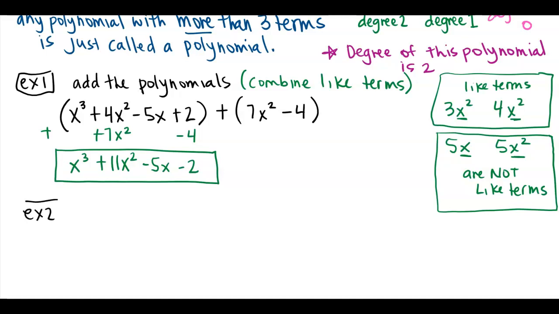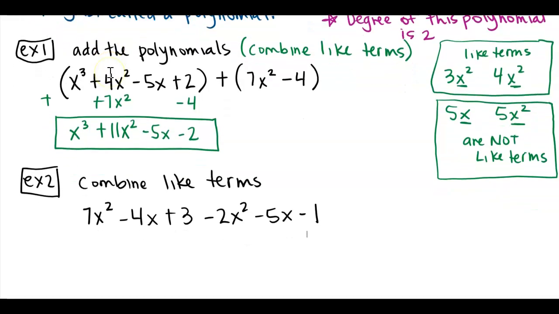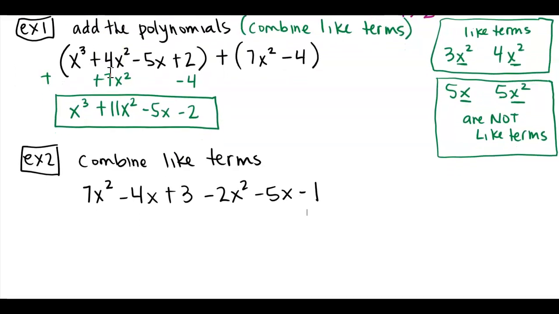Another example that you might have might be something like this, where it just says combine like terms. And it gives you something like this: 7x squared minus 4x plus 3 minus 2x squared minus 5x minus 1. All right, so it just gives you a long line of terms, and it just wants to make sure that you know which ones you can add together. Right? And again, those have to be our like terms.